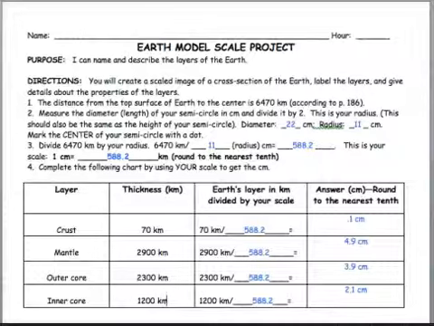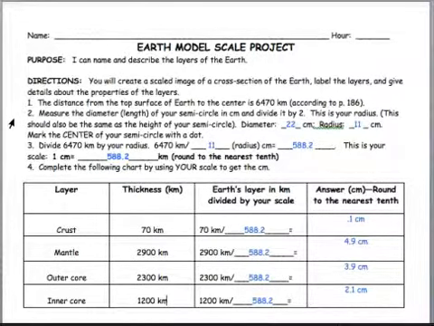Number 1 says the distance from the top surface of Earth to the center is 6,470 kilometers, according to page 186 in our book. So in other words, if we were to dig straight down from any point on Earth to the center of the Earth, it's about 6,470 kilometers. So we have to keep that in mind when we're doing this lab.